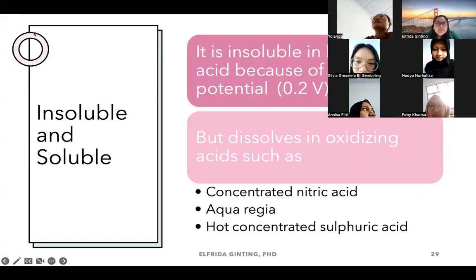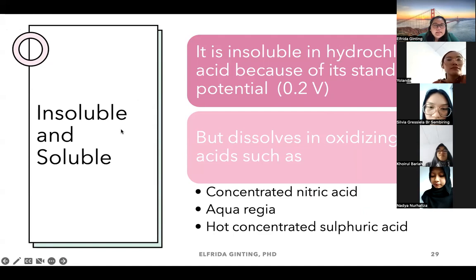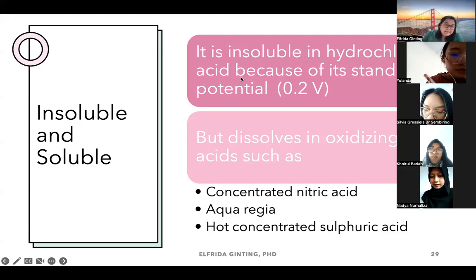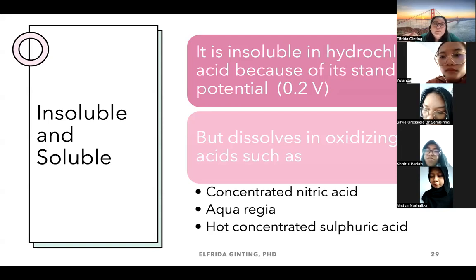Now, let's see how we can tell the insoluble and soluble. Bismuth is insoluble in hydrochloric acid, because the standard potential for bismuth in hydrochloric acid is 0.24. But bismuth will dissolve in oxidizing acids, such as concentrated nitric acid, aqua regia, and hot concentrated sulfuric acid. So if you want to use sulfuric acid, you cannot use it at room temperature. You need to warm it up before you can dissolve bismuth.